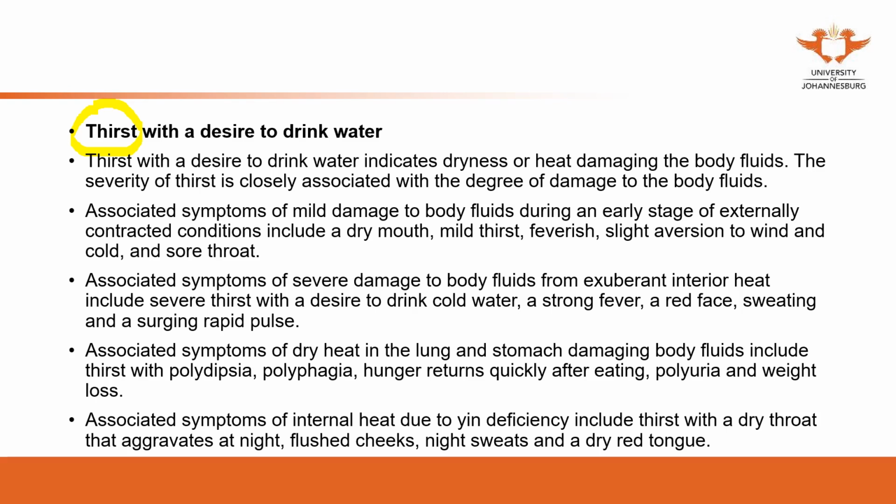It can be damage in the lung and the stomach. And the other is internal heat due to insufficiency. So this heat is deficiency heat. The thirst or dry throat can aggravate at night, with flushed cheeks, night sweat, and a dry red tongue. These symptoms actually indicate insufficiency. Aggravation at night and night sweat indicate insufficiency.